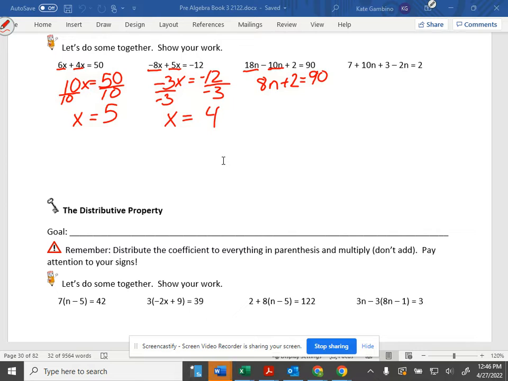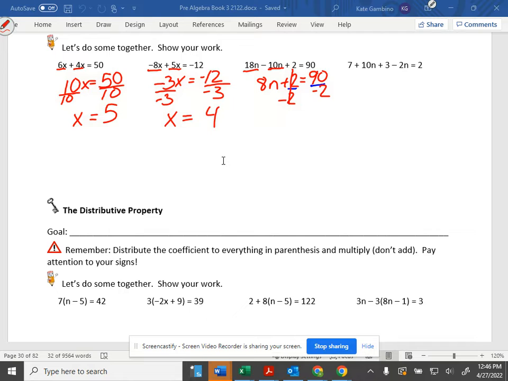What's our next step going to be, Colin? Since you do things backwards, you have to get rid of the constant. So you do the opposite operation. So we're going to get rid of our constant first because they're still like terms. So we want to move that over. So we have adding 2. What's the opposite of adding 2? Sam? Subtracting 2. Yep, so we're going to subtract 2 from both sides.